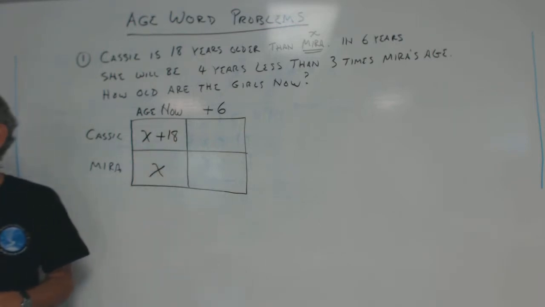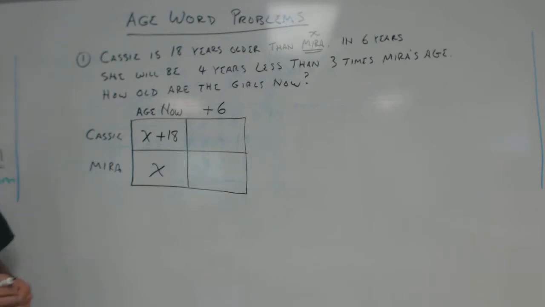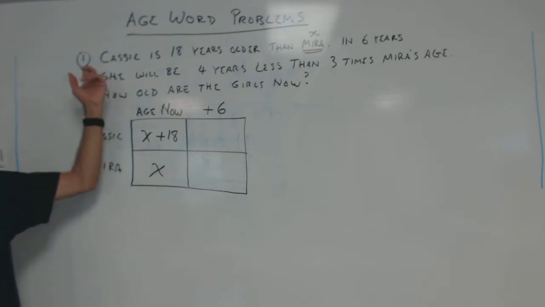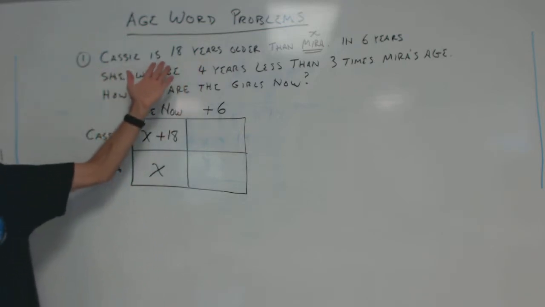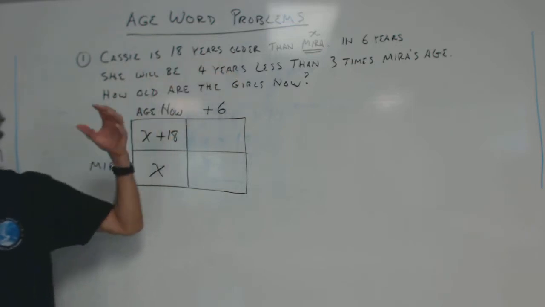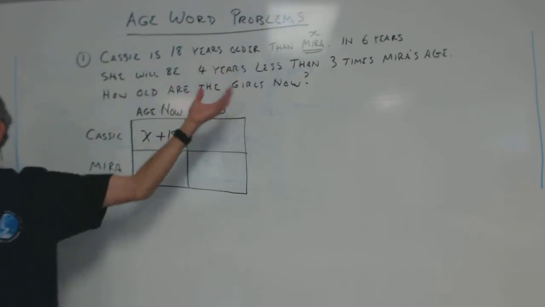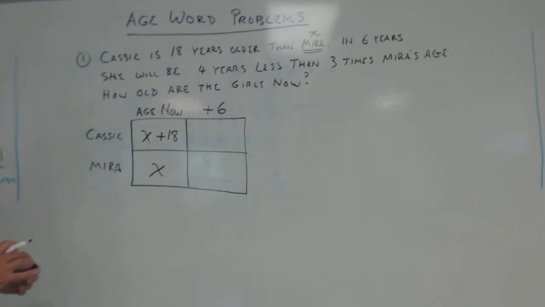Yes. So it would be just like the number word problems we did. It's like saying one number is 18 more than another, and then you start writing it. Instead of Cassie, it's one number is 18 more than another. Cassie is 18 years older, that's like 18 more than another. Does that make sense?